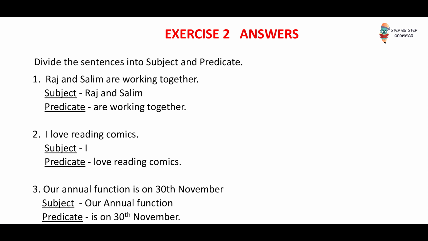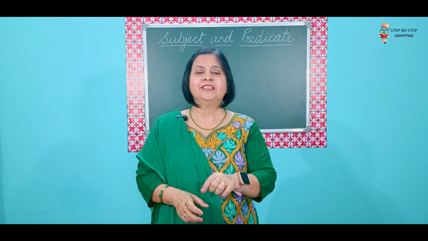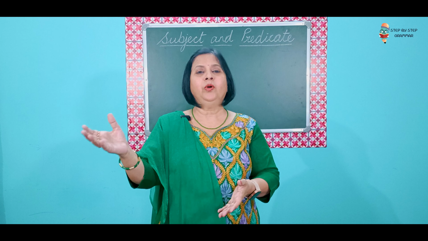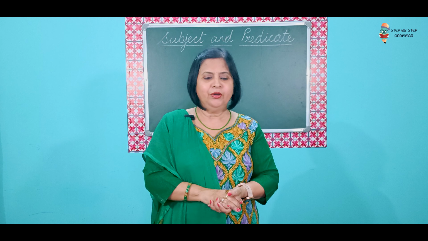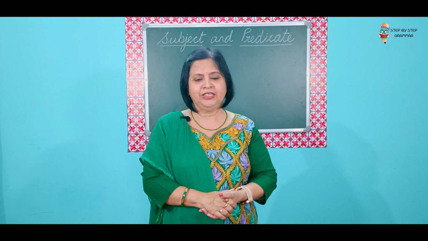Raj and Salim are working together. So you can see, whom are we talking about? We are talking about Raj and Salim. So that is the subject. Or you can say, who are working together? The verb part is are working. Who are working together? Raj and Salim. So as you can see, the other answers are also very easy.